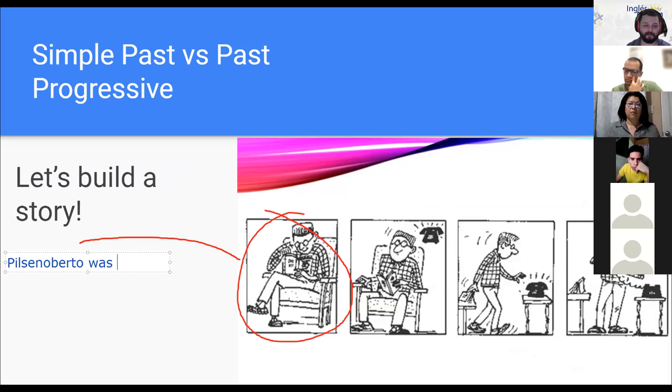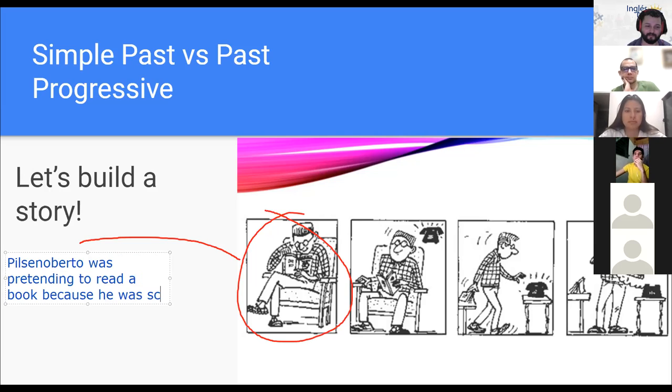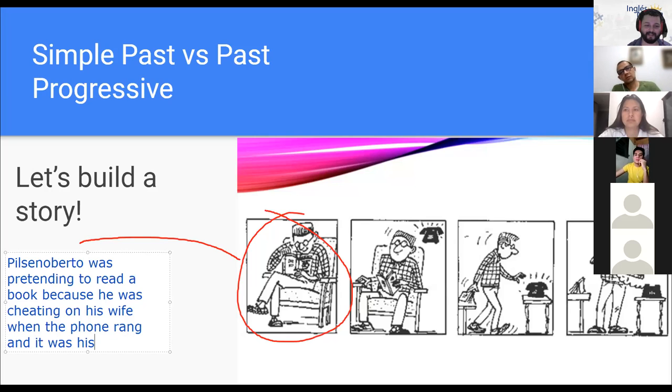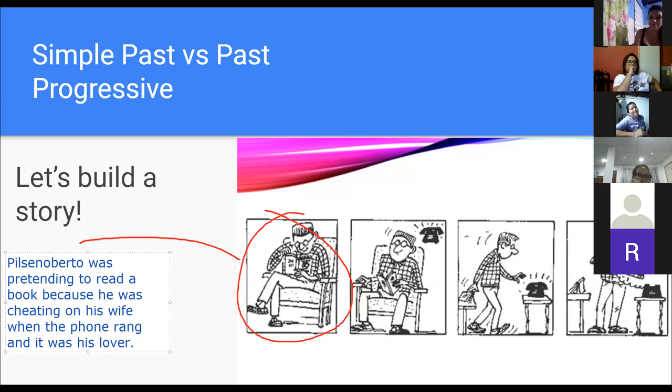Pilsenoberto was reading a book, for example, when the phone rang. Pero, guys, necesito que sean creativos. No solo pongan esas cuatro cosillas. Pilsenoberto was pretending to read a book because he was cheating on his wife, when the phone rang and it was his lover. Cuando el teléfono sonó y era su amante. Televisa, right? So guys, be creative.